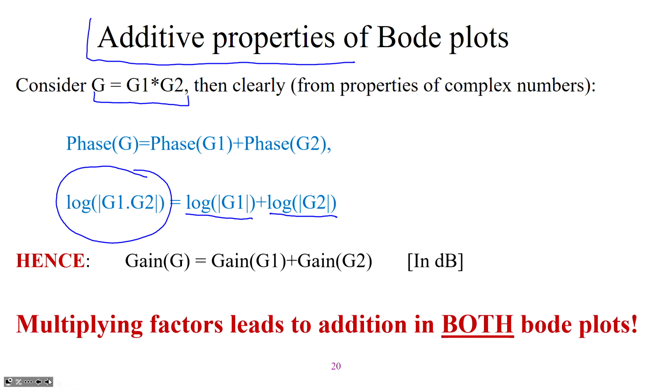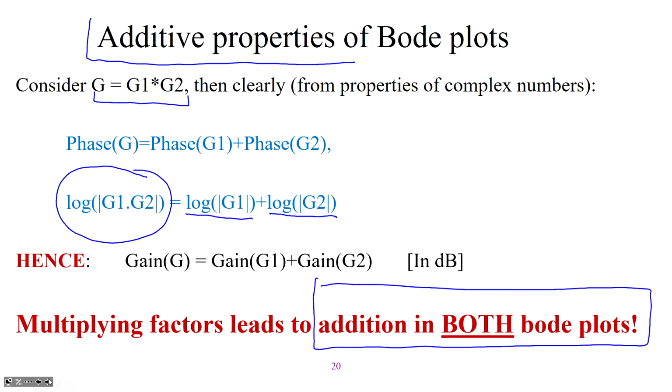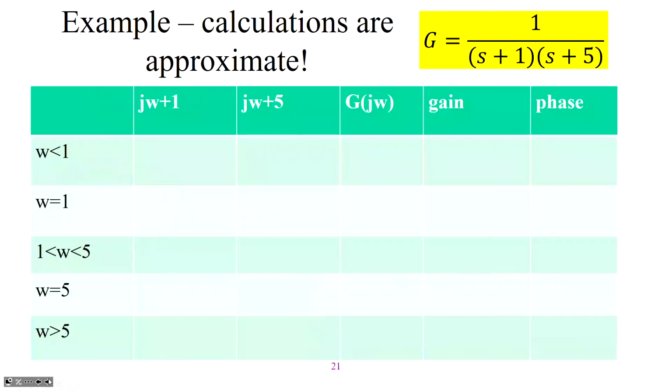And here's the key thing. If you multiply factors, you get addition in both Bode plots. And it's this property that we're going to exploit to allow us to do very fast sketching. So I'm going to do this example more slowly, and then we're going to get much, much faster. So we're going to do the asymptotic approximations for each factor in turn. So let's start with this factor j omega plus 1.